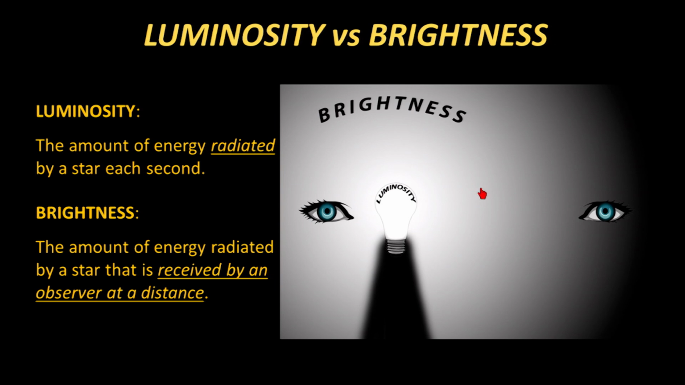So it's really critical that you understand that there is a difference between luminosity and brightness. Luminosity is the energy that the star is actually making and producing, putting into space, and brightness is the amount of that energy that gets to you. So we're going to talk about each of these individually, and of course the first one that we're going to discuss is the concept of brightness.